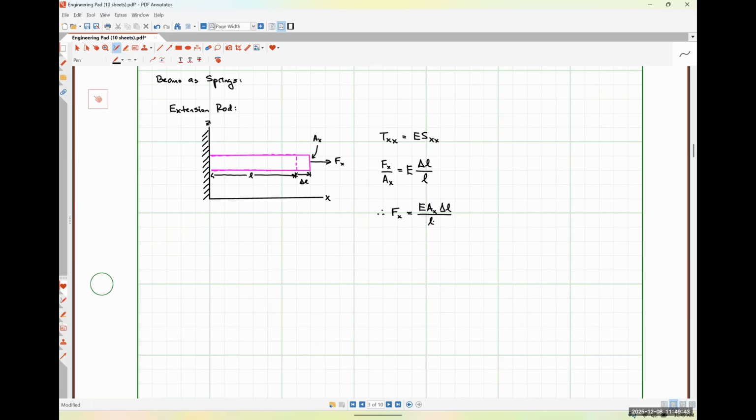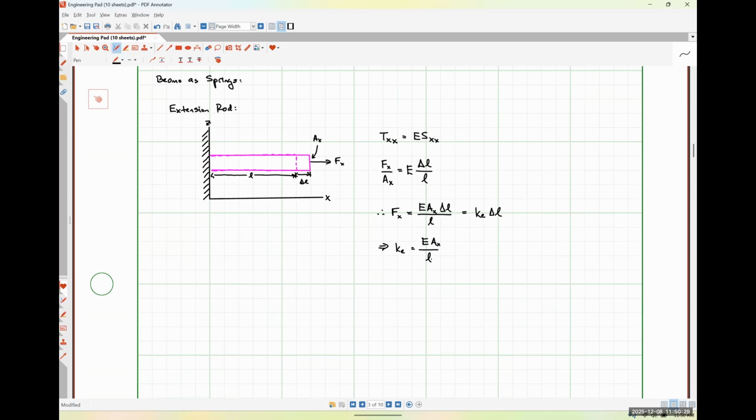How many of you guys remember what Hooke's law is for springs? Okay. Yeah, F is equal to Kx. So F is equal to, force is equal to the spring constant times the displacement. Well, the displacement in this case is the delta L, okay? So if I say that this is equal to K sub E, the spring constant for an extension rod, times delta L, then I can say that my spring constant in this system, K sub E, is just E A over L. Okay.